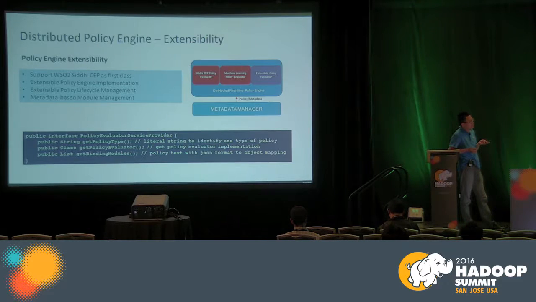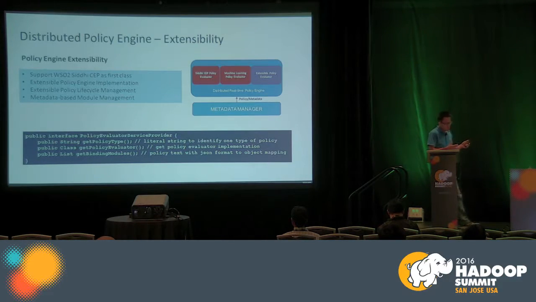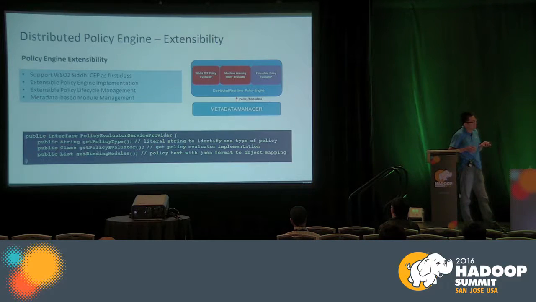The CEP is already a first citizen, and we also build another machine learning policy evaluator. That is, we have a machine learning program running offline, analyzing the historical data, and it will feed its decisions back to our online stream processing.